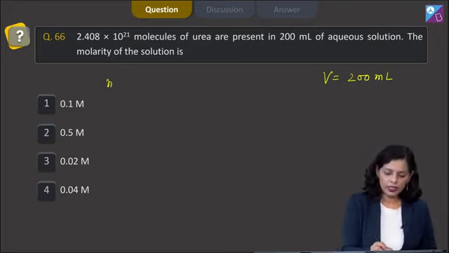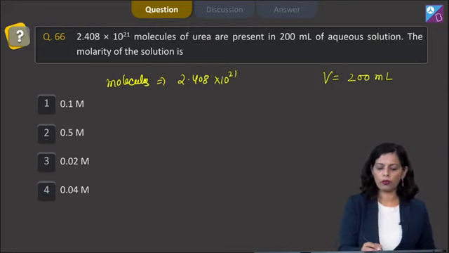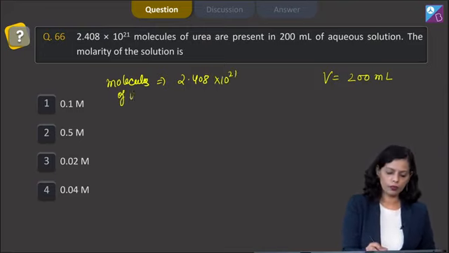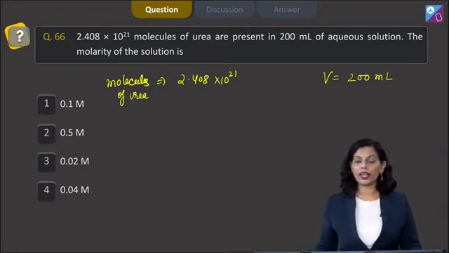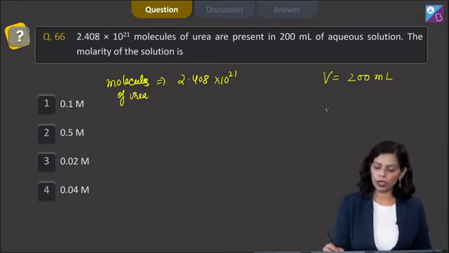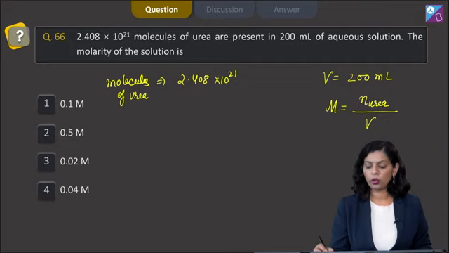It means 2.408 into 10 raised to the power 21 molecules of urea. This is given in the question. They are asking you to find out the molarity. What do you need for the calculation of molarity? Moles of urea, because urea is the solute, upon the total volume of the solution, and that should be in liter.